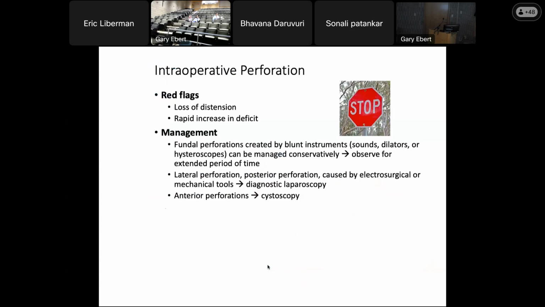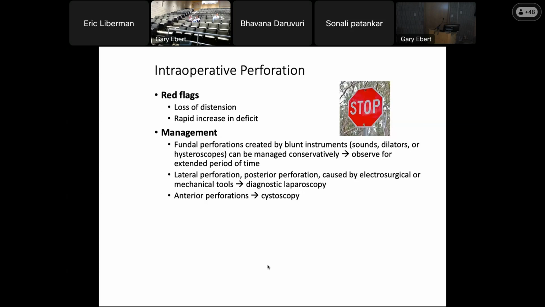Some red flags of perforation: you may have loss of distension. You may notice a rapid increase of deficit. So in terms of management, because obviously it's important not only to recognize uterine perforation, but what to do next. If you have a fundal perforation that's created by blind instruments, whether when you sounded, you can manage this conservatively. Obviously, if the patient becomes unstable while on the operating room table, that's an issue, and you can't just manage that by observation. But mostly, if it's in the fundus, you shouldn't really have any major vascular issues. You could keep them in PACU for an extended period of time.